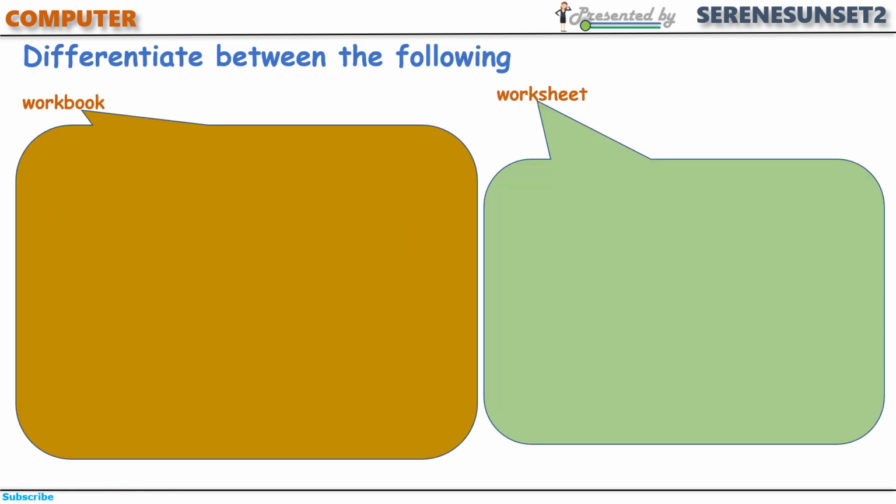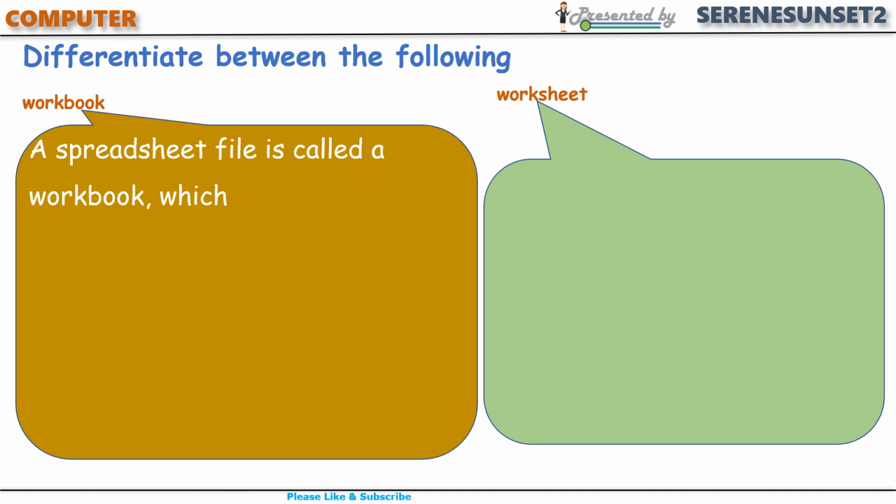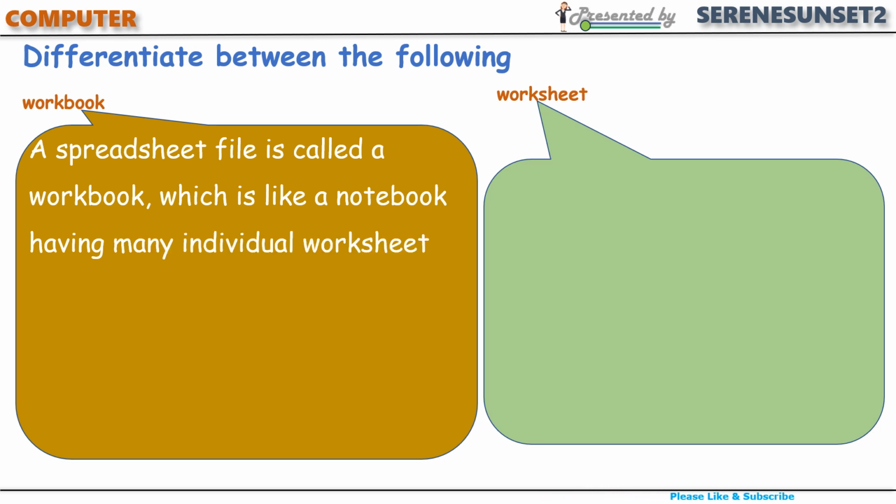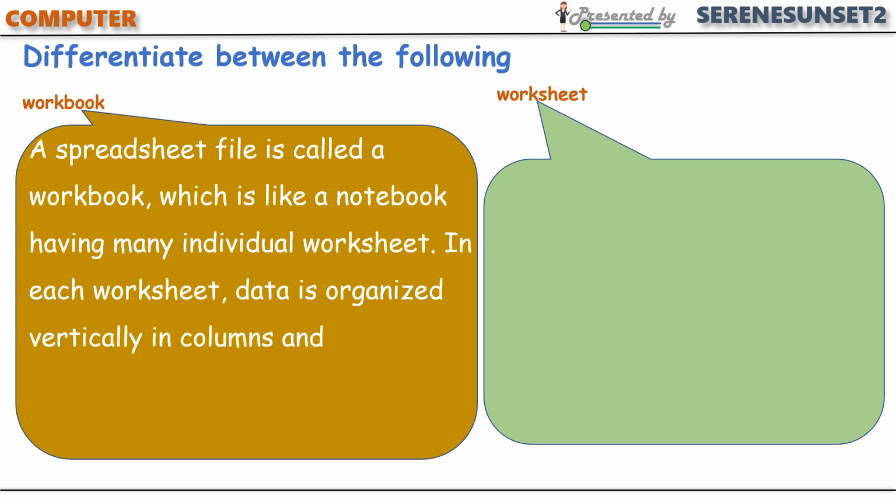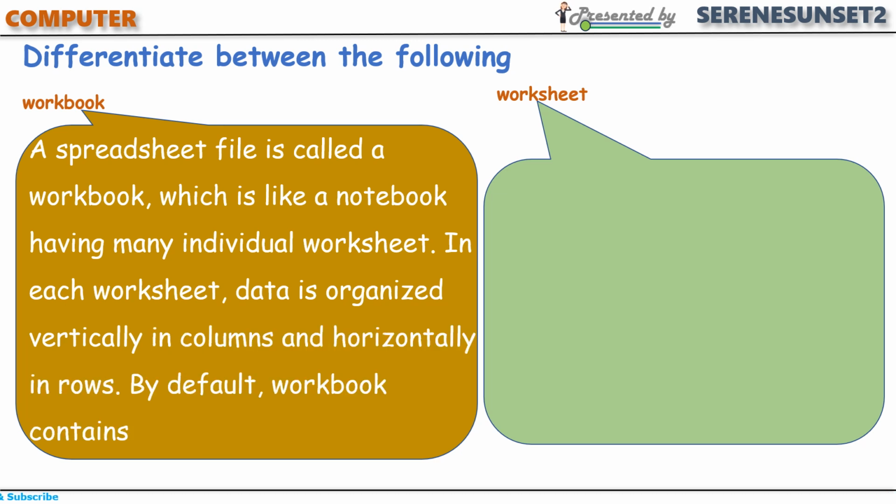Differentiate between the following. Workbook. A separate sheet file is called a workbook, which is like a notebook having many individual worksheets. In each worksheet, data is organized vertically in columns and horizontally in rows. By default, workbook contains one worksheet.